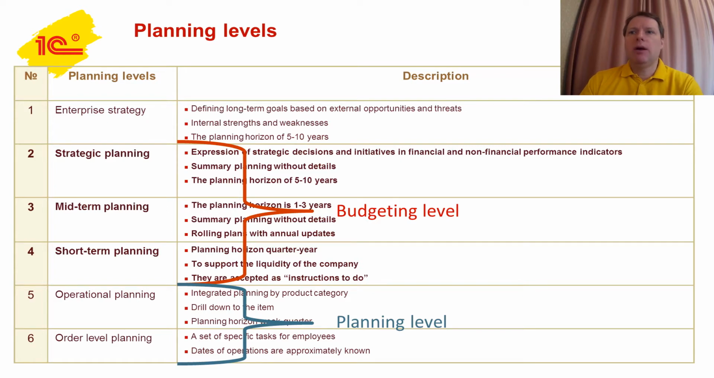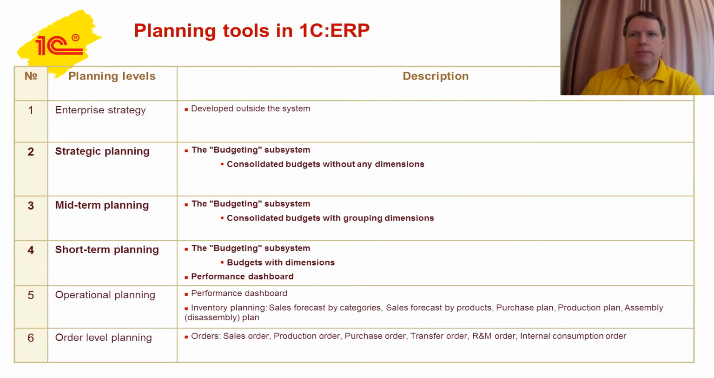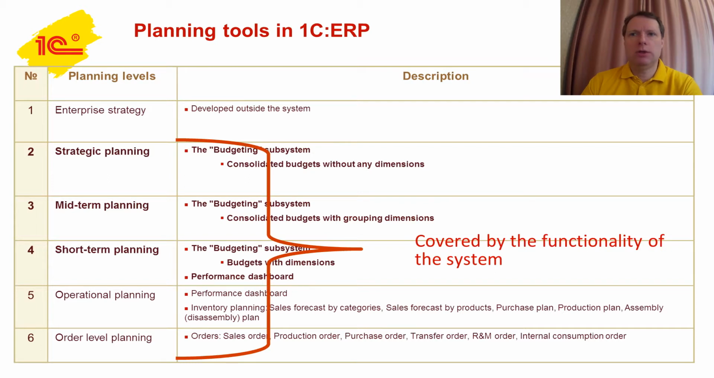Here are the planning tools for these levels. Enterprise strategy is developed outside the system, but all other levels are covered by the functionality of the system. We have all needed documents in our application in the budgeting and inventory planning module. And for order level planning, we have a wide variety of different types of order. The financial indicators and KPIs can be shown in the performance dashboard as different charts.